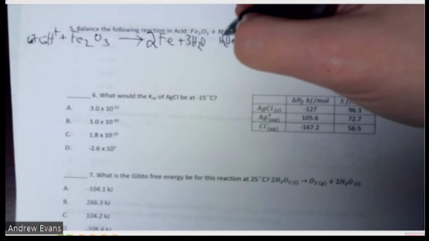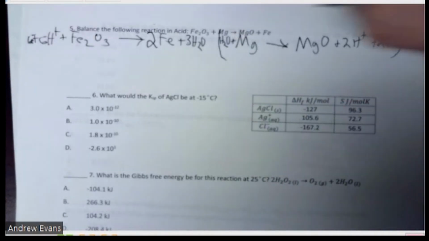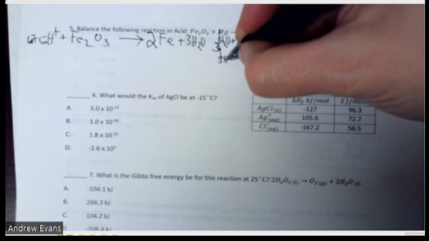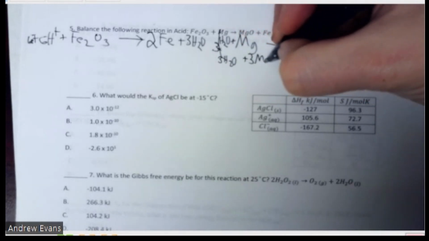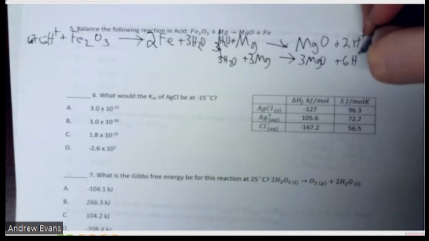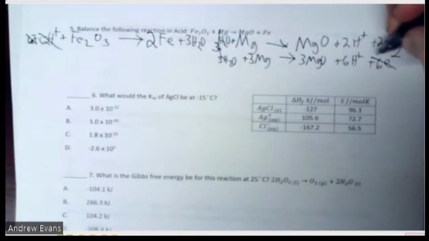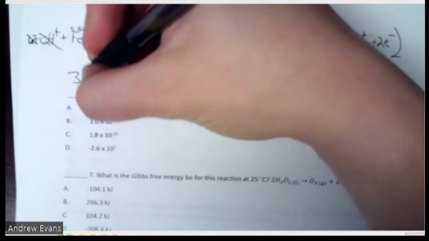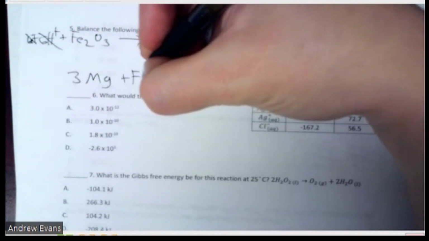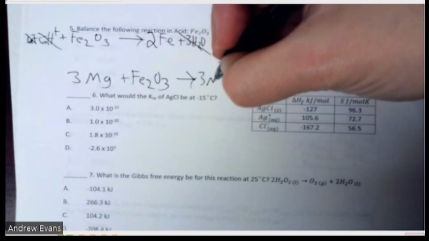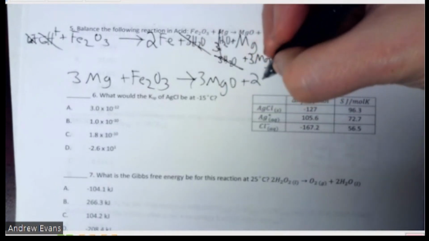Last step before we combine is to make the electrons the same. So 3, so you have 3 waters, 3 magnesiums, 3 magnesium oxides, and 6 protons, 6 electrons. I'm going to cancel out the 6 electrons, 6 protons, and the 3 waters. So my final equation when I put them together is 3Mg plus Fe2O3 goes to 3MgO and 2Fe.